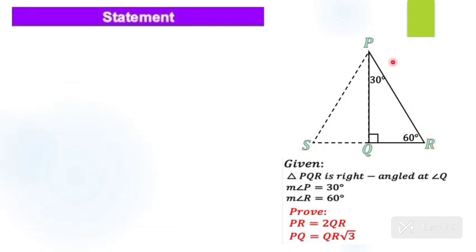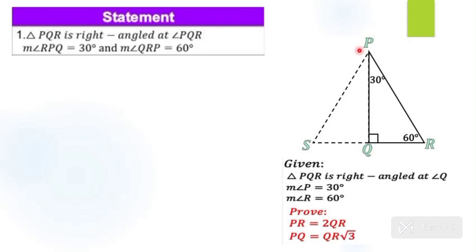We have here the first statement, or the given. The triangle PQR is right angled at Q. So this means that the measurement of our angle PQR is 90 degrees. And then the measurement of our angle RPQ is 30 degrees. And the last one, the measurement of our angle QRP is 60 degrees.